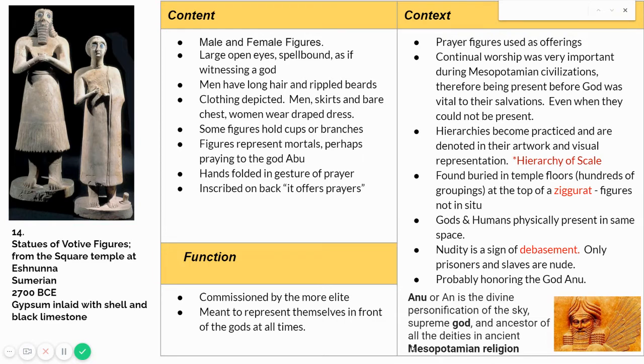We believe that the votive figures are probably honoring their god Anu. So Anu, or An, is the divine personification of the sky, which is the supreme god for the Sumerians and an ancestor of all the deities in ancient Mesopotamian religion.